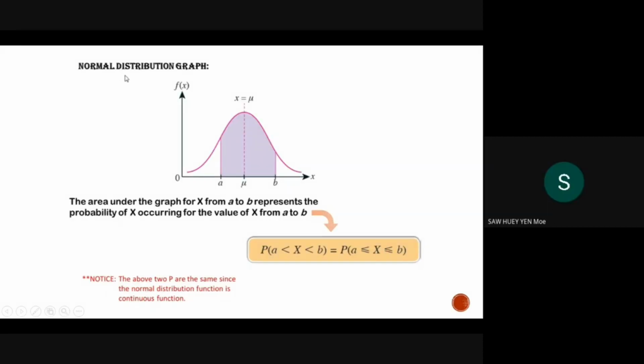Look at the normal distribution graph below. The area under the graph for x from A to B represents the probability of x occurring for the value of x from A to B, and is written as this. These two are the same. This is because the normal distribution function is a continuous function.